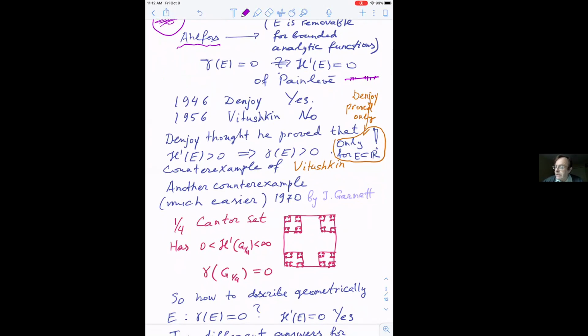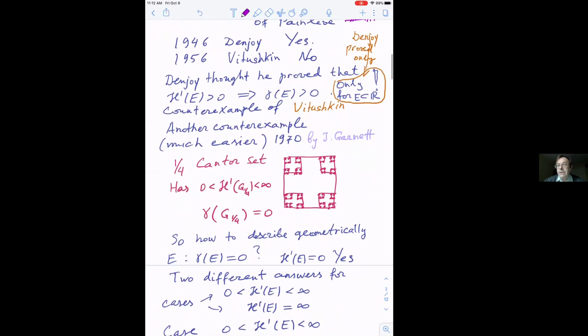But in 1970, John Garnett constructed a simple set which has this property. It's removable, so gamma of E is 0. It's like a point. If you have a bounded analytic function in the neighborhood of a point, it's analytic also at this point. Well, here is this very thick point. It's the Garnett Cantor set. So its gamma of E will be 0, but its length will be finite and positive. So the length will be positive and finite. So this set is one, yeah, any questions? This set is the 1/4 Cantor set.